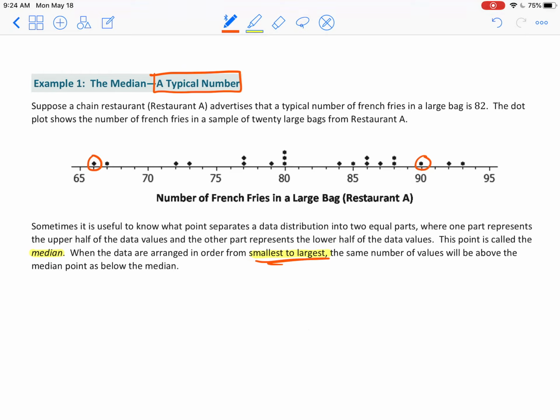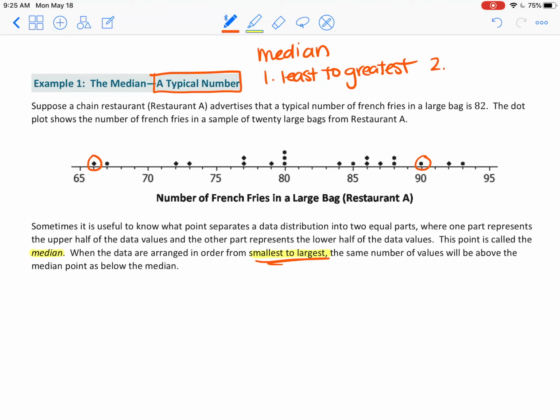So how do we find the median? How did they get a median of 82? Well, the first thing we want to make sure is that all the numbers are in order. So we first want to make sure that the numbers are in order from least to greatest. And on a dot plot, that's already done. So we don't have to worry about that in this example.